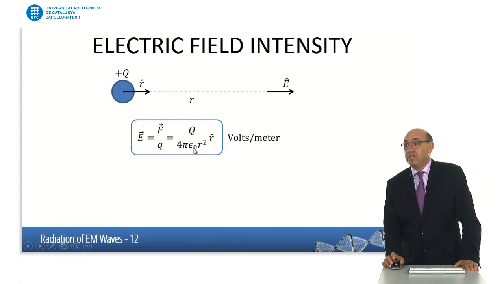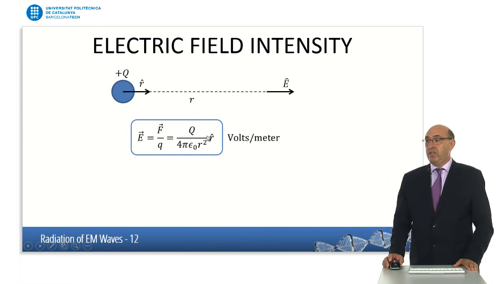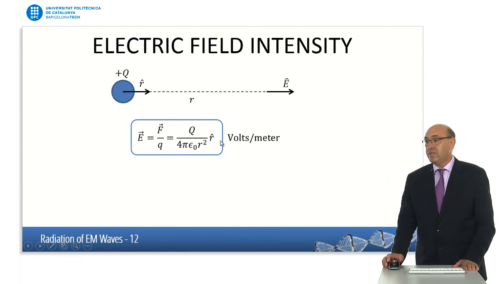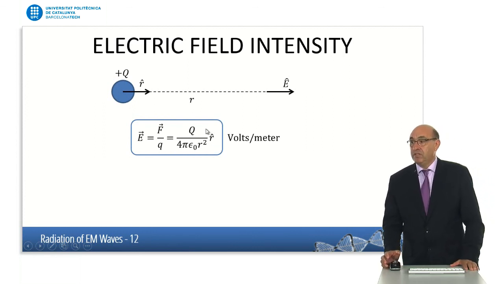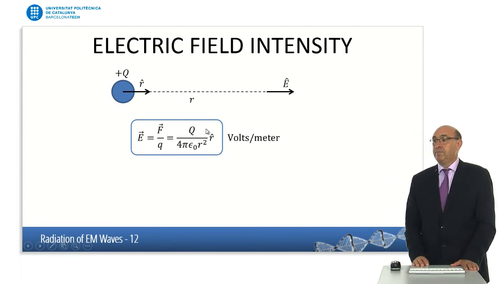It follows an inverse square law with the distance, it's proportional to the charge, and it's radial. It goes on the radial direction. And the units are something that you are familiar with. This is the voltage unit, volts per meter. And this is the electric field.